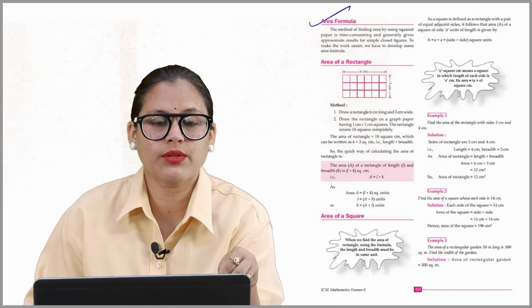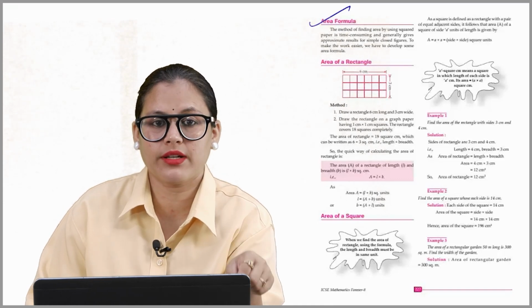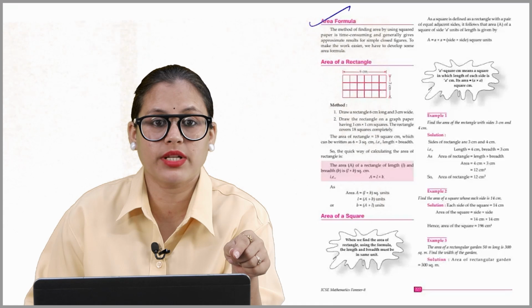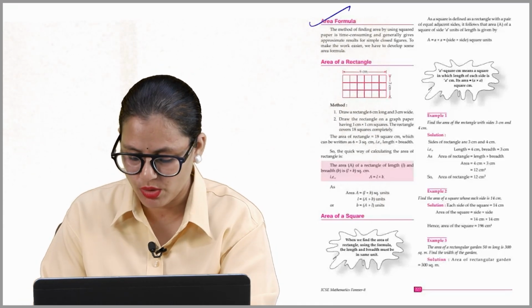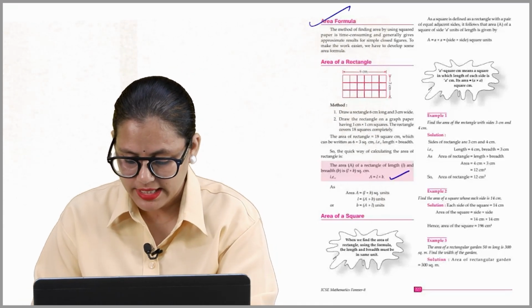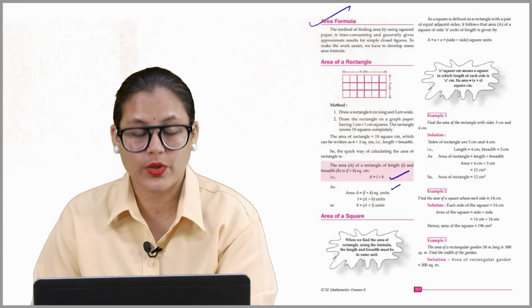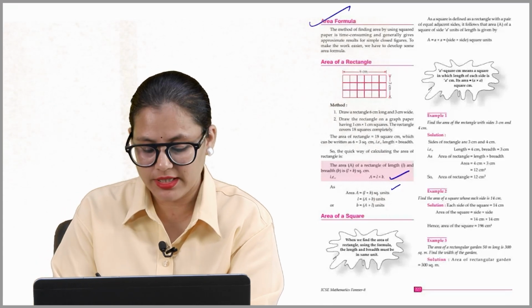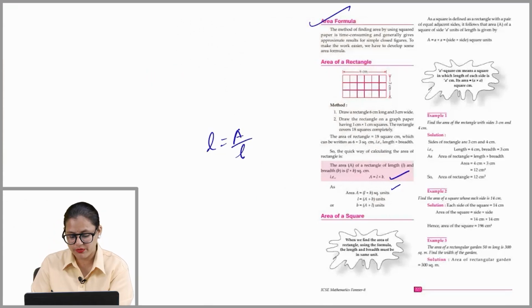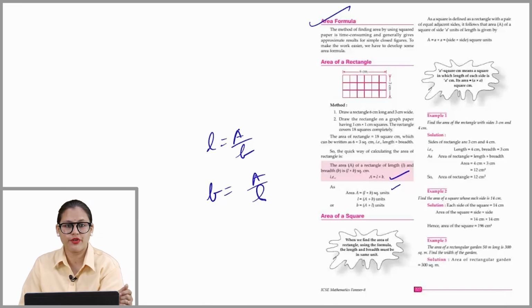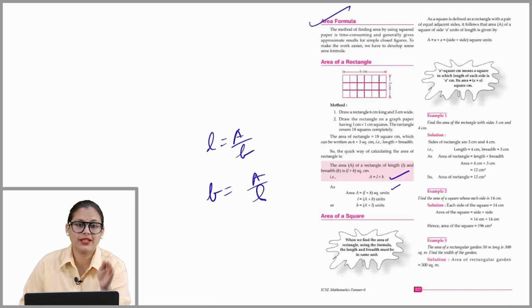So, the quick way of calculating the area of a rectangle is: the area of a rectangle of length L and breadth B is length into breadth, which you already know, in square units. If you have to find the length, then area divided by B. If you have to find the breadth, area divided by length. Area of a square. When we find the area of a rectangle using the formula, the length and breadth must be in the same unit.